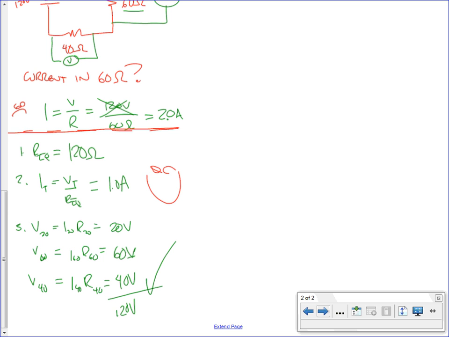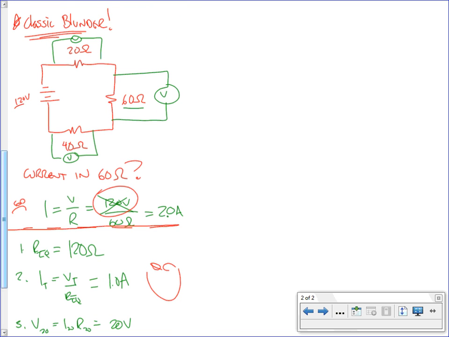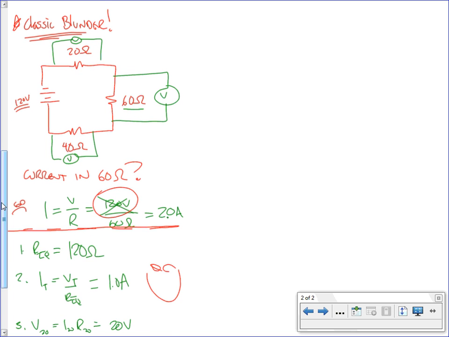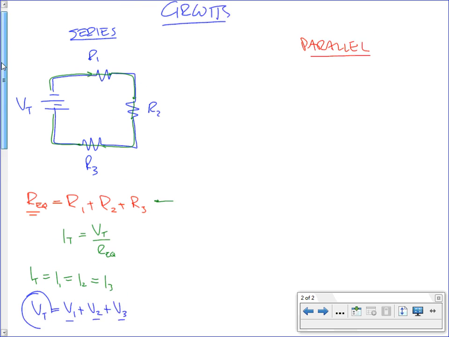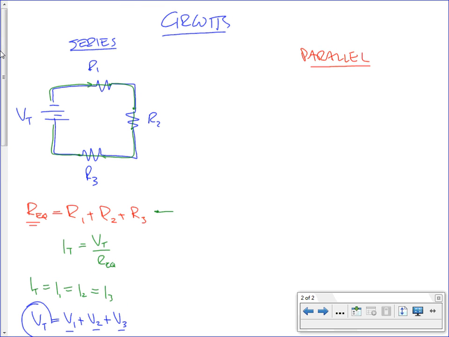Okay, that's the big boo. Just because you see a voltage doesn't mean that's the drop across any one resistor. It can't be the drop over any one resistor. Okay? Okay, now the parallel circuits look like this.